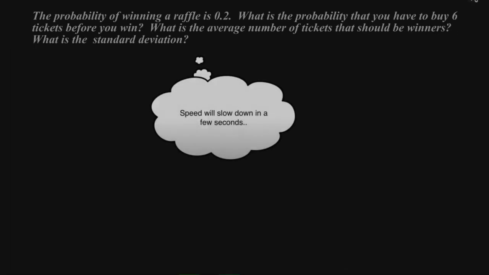Today we'll be looking at a geometric distribution beginner example, as the name of the video implies. As the question states, the probability of winning a raffle is 0.2. And we're asked, what is the probability that you have to buy 6 tickets before you win one? And then the next question is, what is the average number of tickets that should be winners in this raffle? And what is the standard deviation?